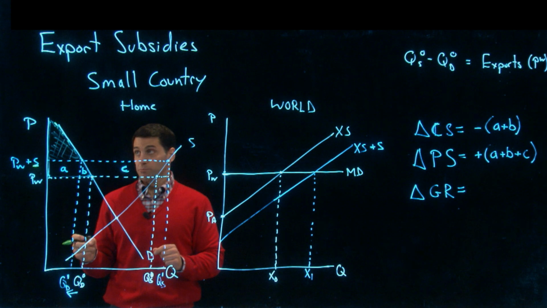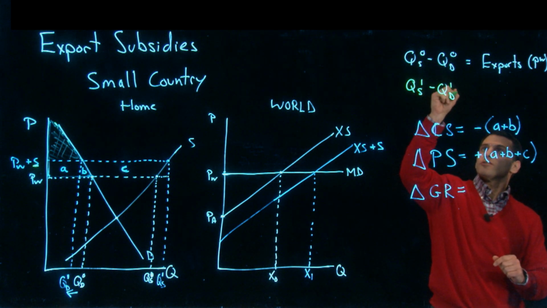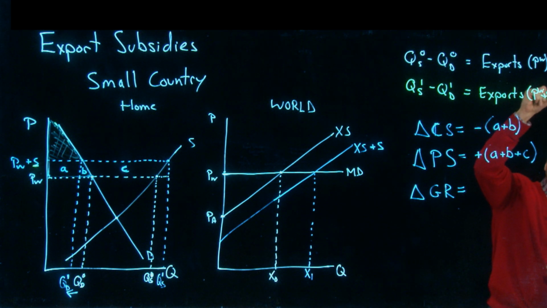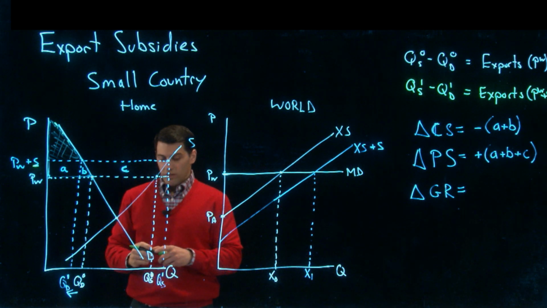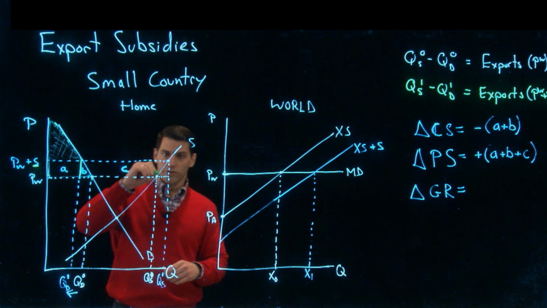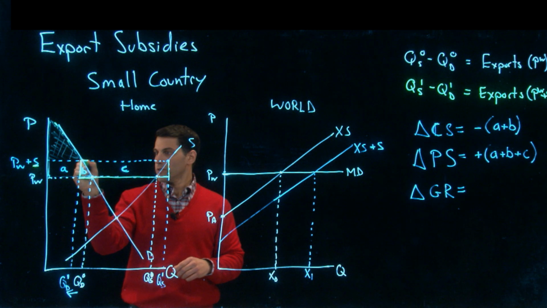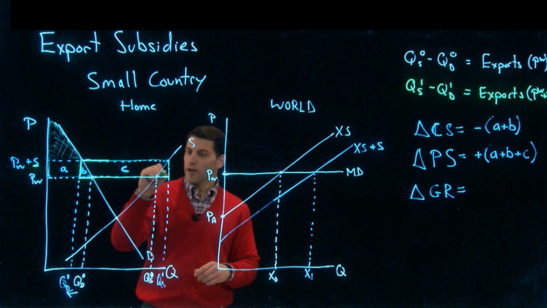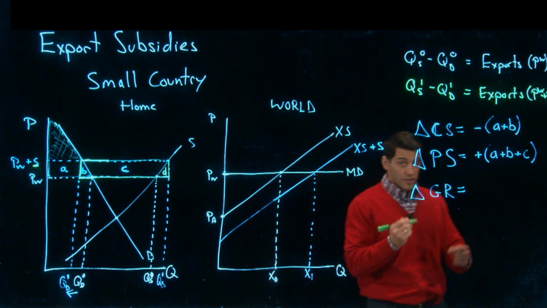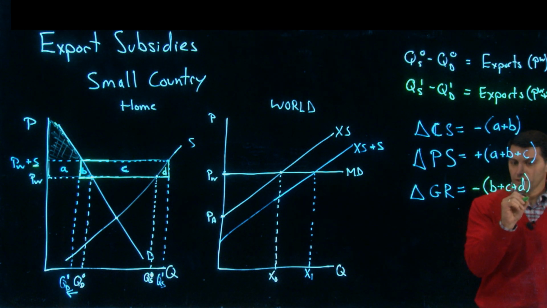And what is our new level of exports? Well, our new level of exports is QS1 minus QD1. And so those are the exports at PW plus S, the world price with the subsidy. And so where is that? Well, here is our new level of consumption. Here's our new level of production. So this rectangle here, highlighted in green, that's the total subsidy cost. I'm going to add in here, label that triangle D. So our total subsidy cost, and this is a negative because the government's paying it out, is B, C, and D.